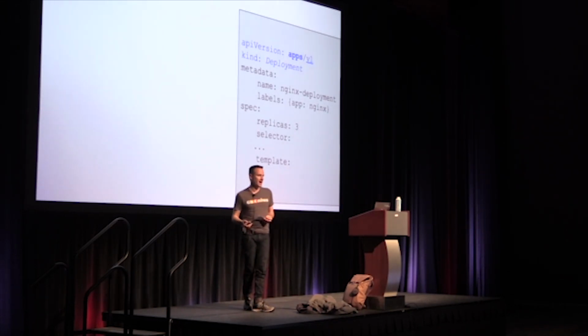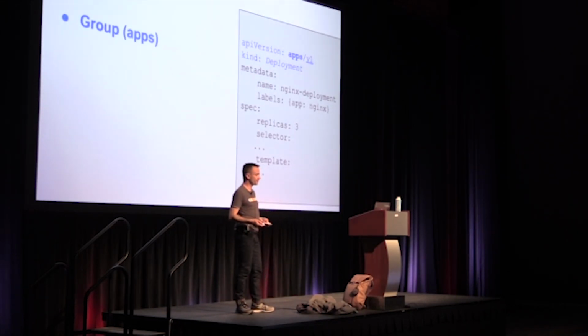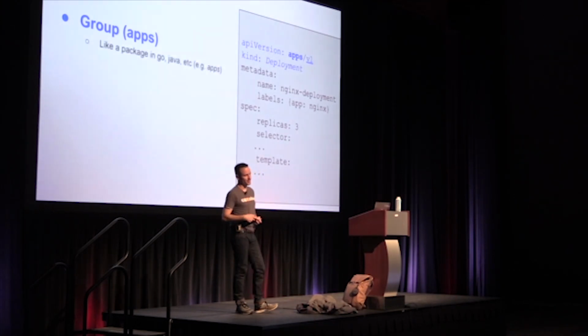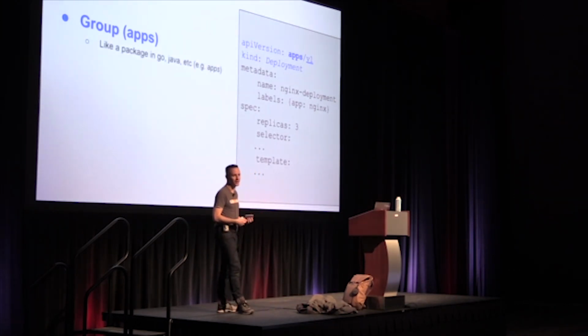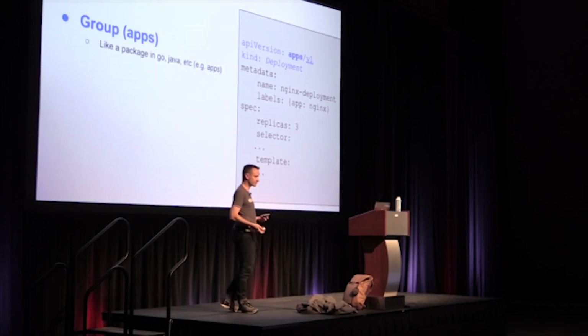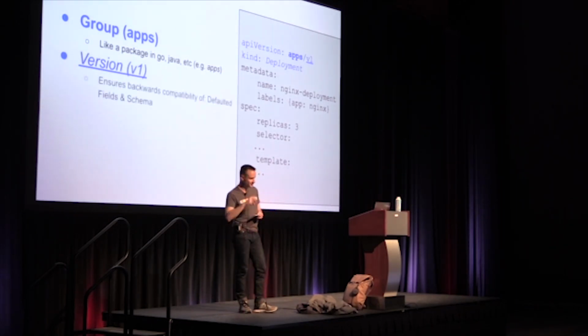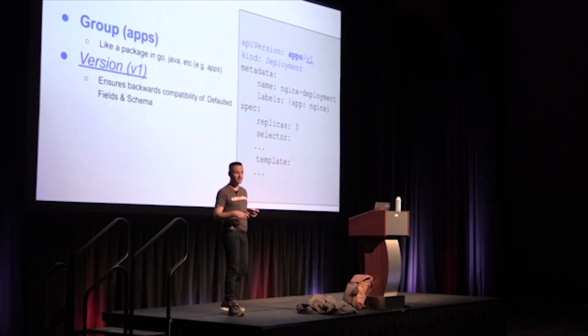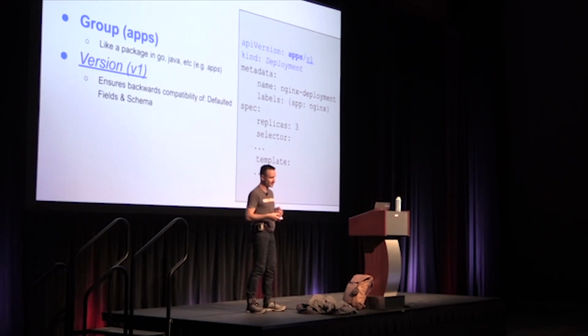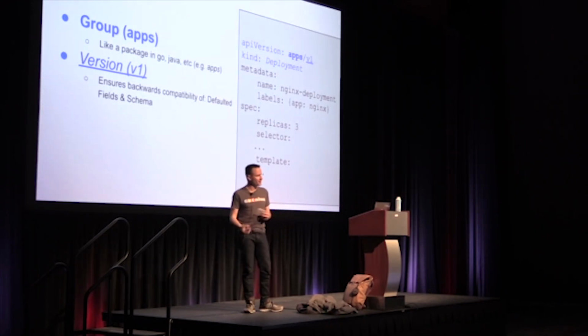OK, so the type meta has a group, in this case apps. And the group is really just like a package in Java or Go or something like that. Then it has a version. Versions are very interesting. What versions do is they allow you to have backwards compatibility when you change defaulting behavior or the structure of the object. They also can communicate stability of an API, like alpha, beta, GA.